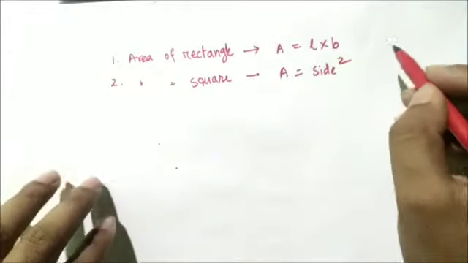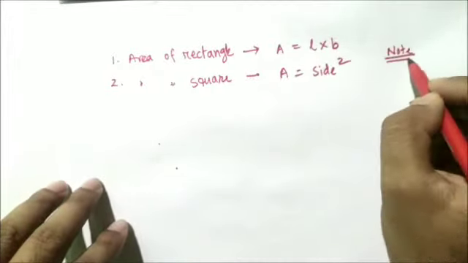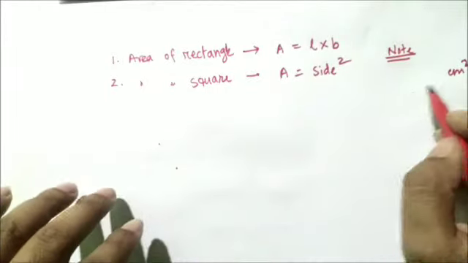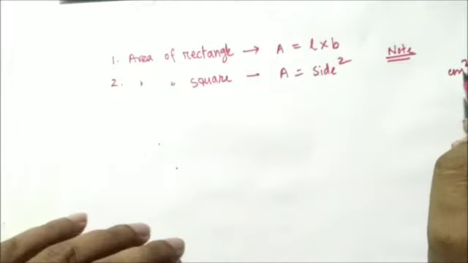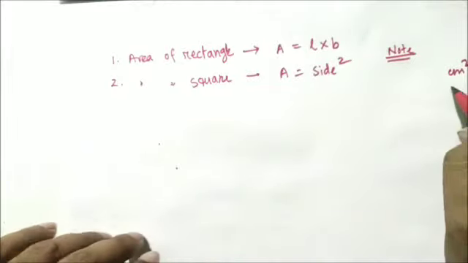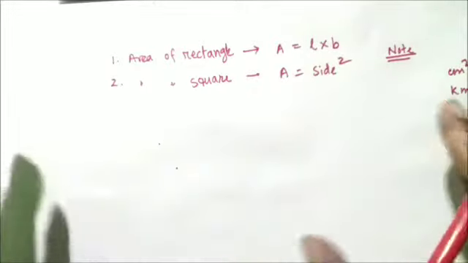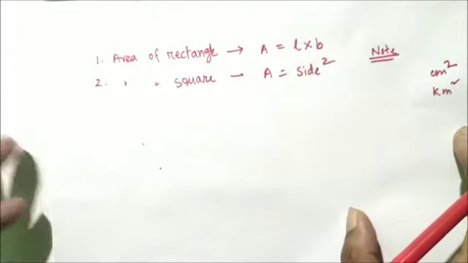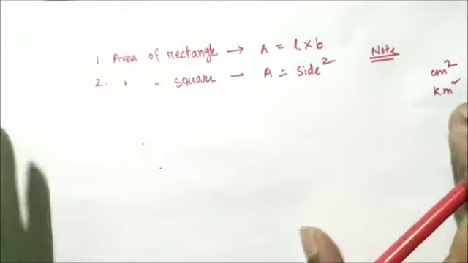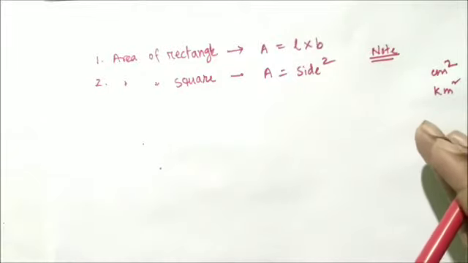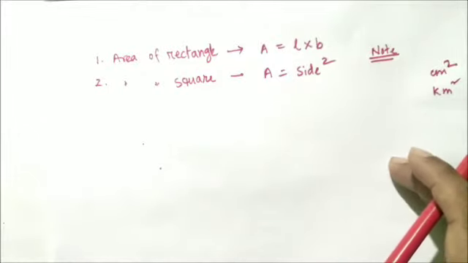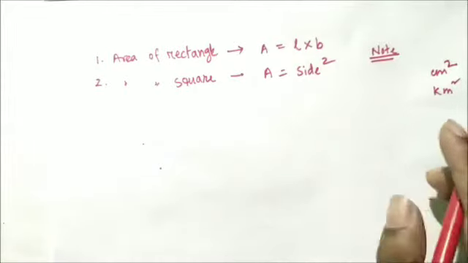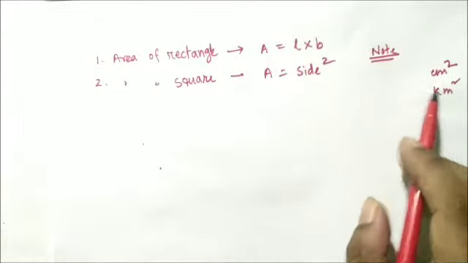And one more thing, note that the area is always something square. Area is always a unit square, like centimeter square, but it is read as square centimeter. It may be square kilometer. If it is a huge area, say the area of our Assam, it is like 78,000 square kilometer or something. When you are measuring a large area, say our district, in that case you have to use this bigger unit, square kilometer.